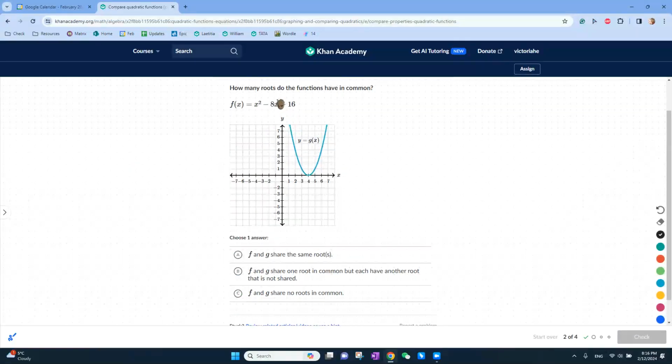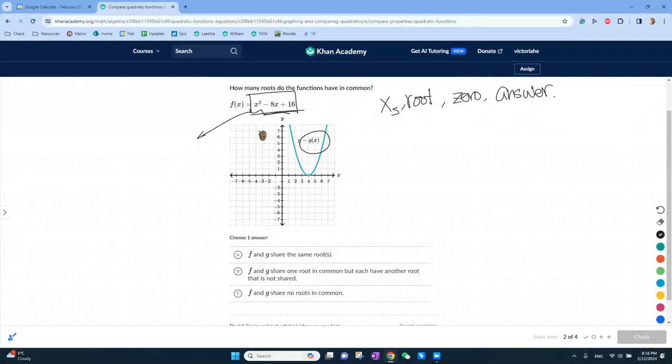Next one. Here, how many roots do the functions have in common? So this is g again. That's one of the equations, and then f of x is equal to x squared minus 8x plus 16. There's another equation. So I'm going to find out how many roots they have. That means the roots are the zeros, or sometimes we call them answers. So we have to make sure that we solve it. Now this is not very easy for us to find the x's. How can we actually solve this one for x?